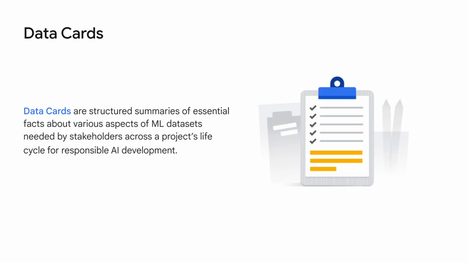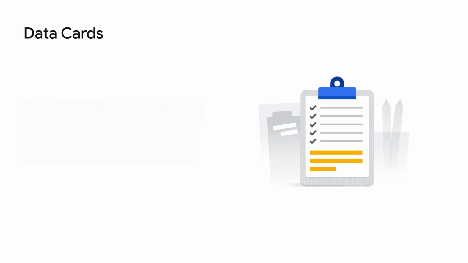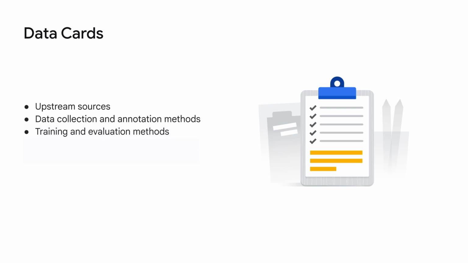Data cards are structured summaries of essential facts about various aspects of ML datasets that are needed by stakeholders across a project's lifecycle for responsible AI development. You can take advantage of these templates to simply and reliably document your datasets. Data cards can include any of the following that are appropriate for your use case. 1. Upstream sources. 2. Data collection and annotation methods. 3. Training and evaluation methods. 4. Intended use. And 5.